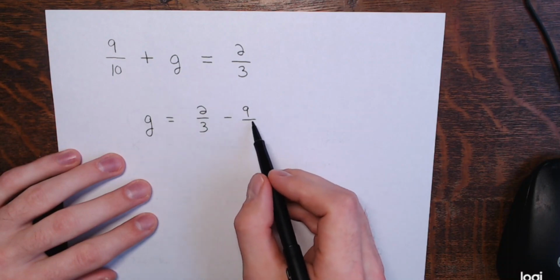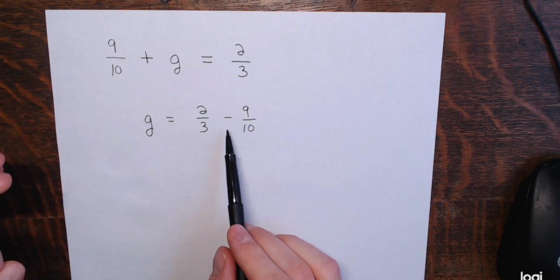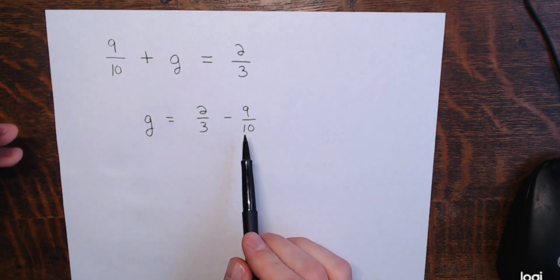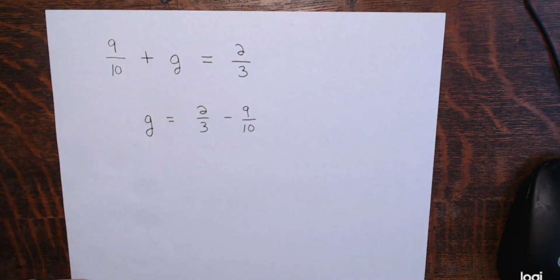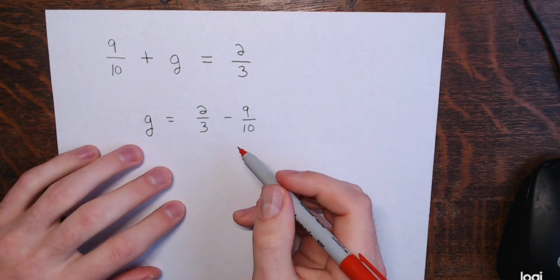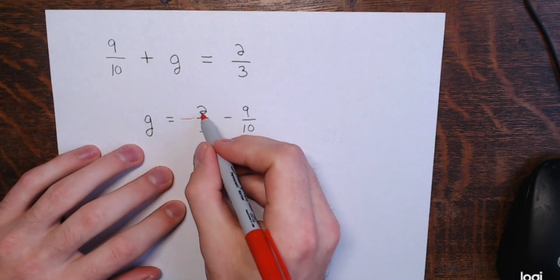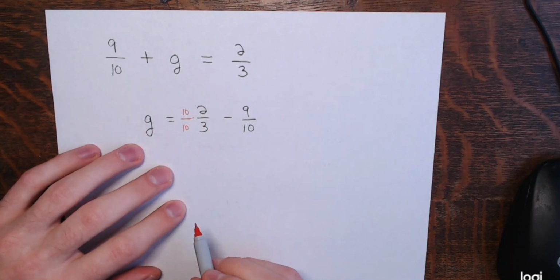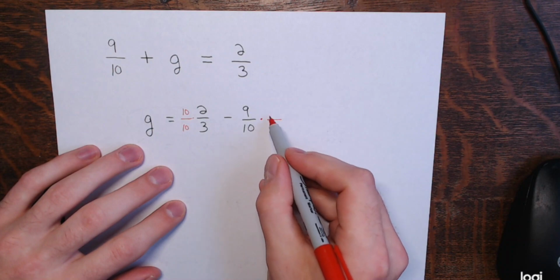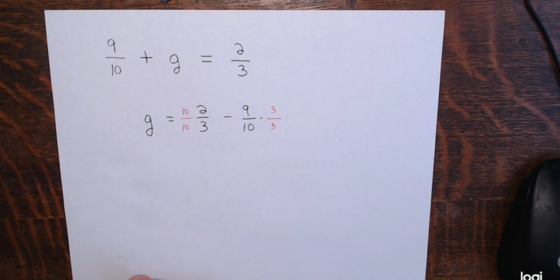Now where the multiplication I think would come in is here. I can't add or subtract these right now because they don't have the same denominator. Remember, to add or subtract fractions, you must have a common denominator. The least common multiple of 3 and 10 is 30. So I'd multiply this first fraction, 2/3, by 10 over 10. That'll give me a denominator of 30. And the second fraction, the 9/10, I'll multiply by 3 over 3. That'll give me a denominator of 30 there as well.